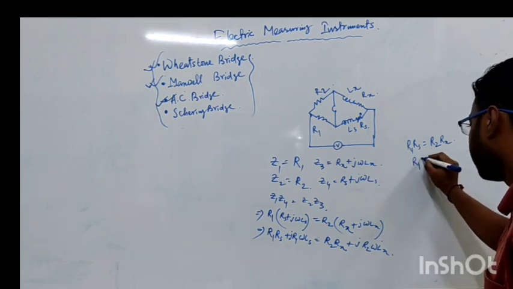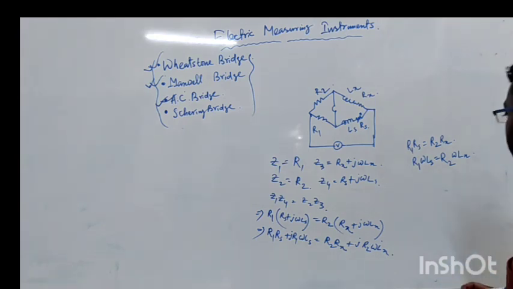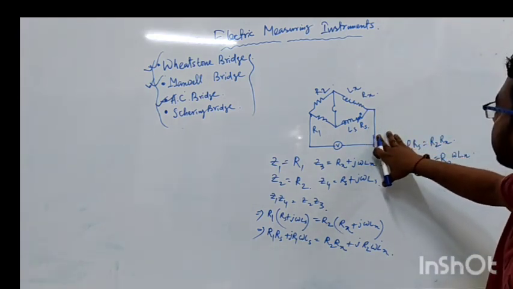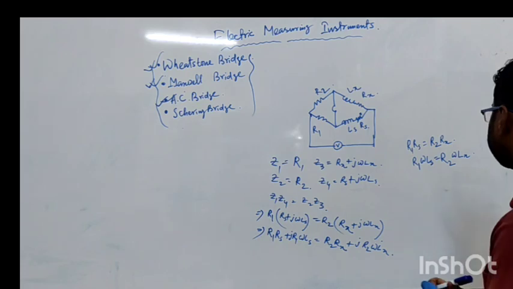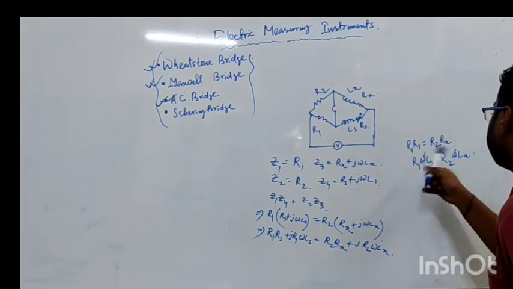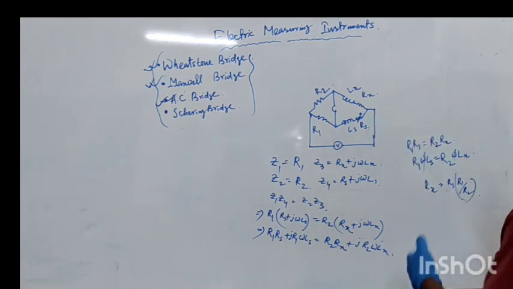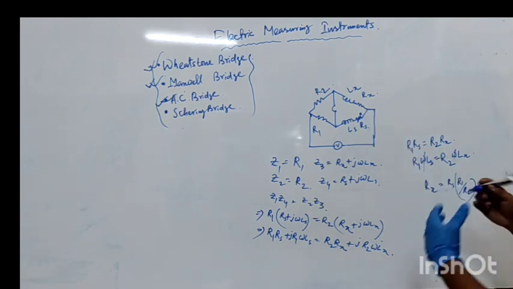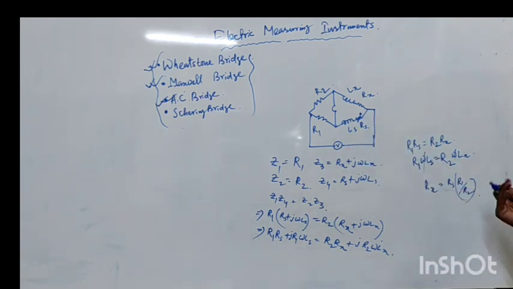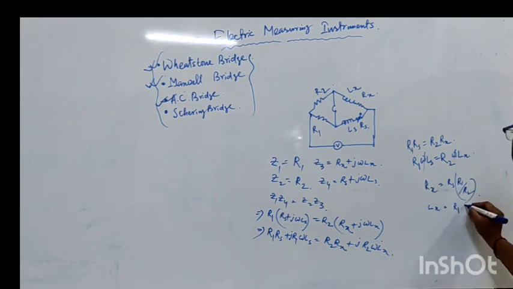That will be equal to R1 omega Ls equal to R2 omega Lx. As the same omega is used in the circuit, omega is invariant, so we can remove it. So from here we can calculate Rx will be equal to Rs into R1 by R2. So by varying this Rs, we can calculate the unknown impedance of the inductor. So what will be the Lx? Lx will be equal to R1 by R2 into Ls.